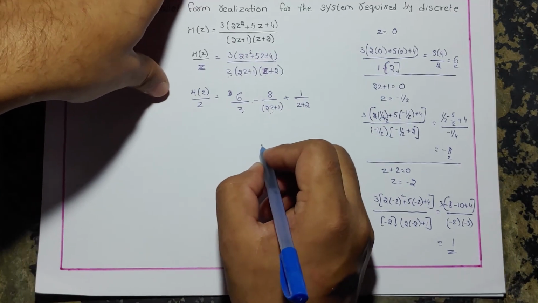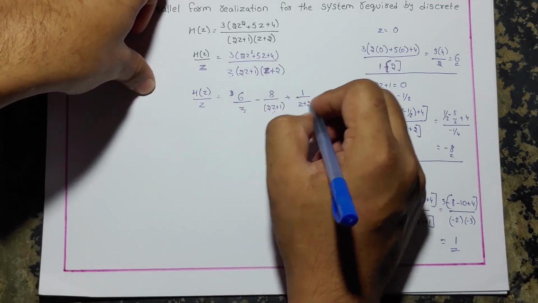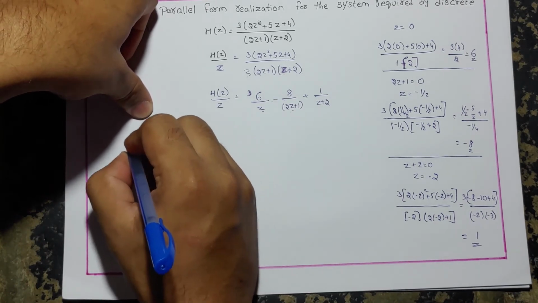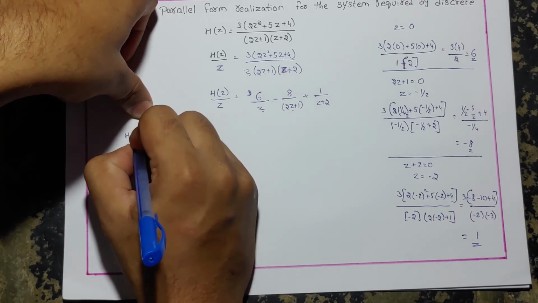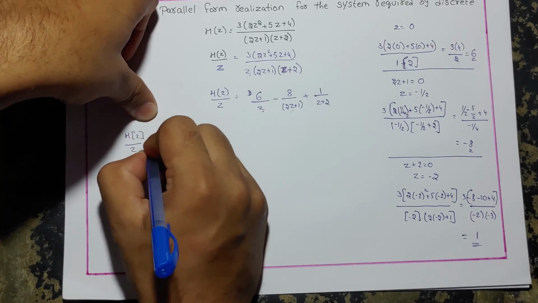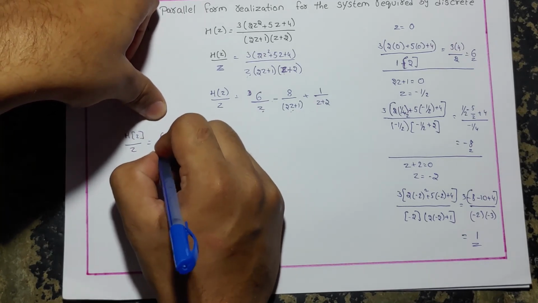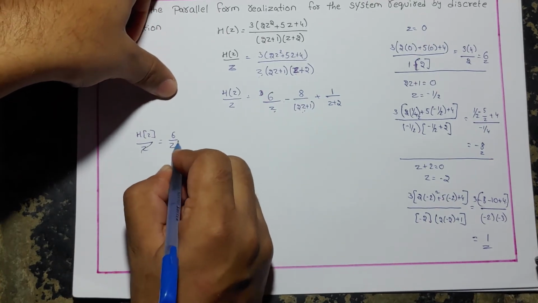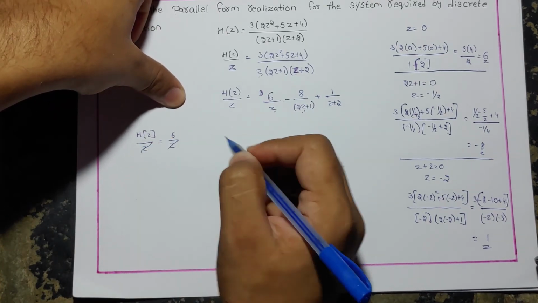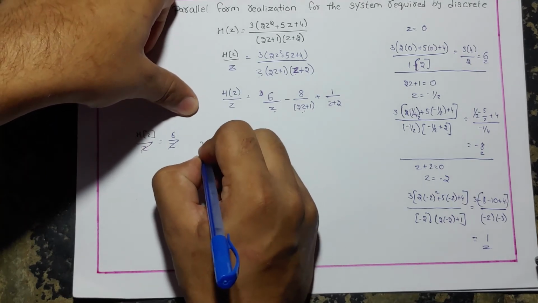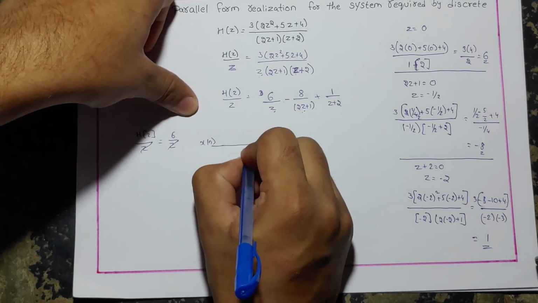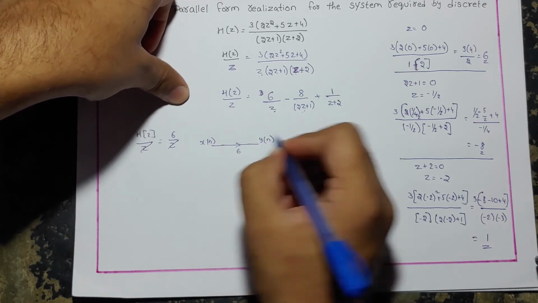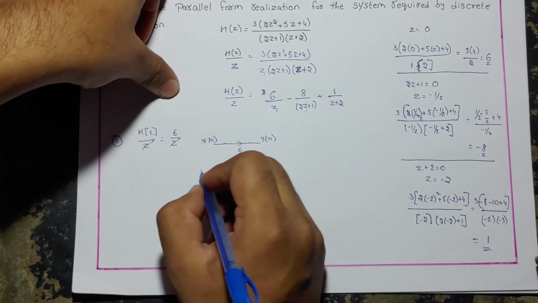Now we have to consider each term in the set of equations. In the first set, H(z)/z is equal to 6/z. By cancelling z on both sides we get H(z) is equal to 6, that is directly x[n] with a scalar multiplication of 6 gives y[n] for the first case.